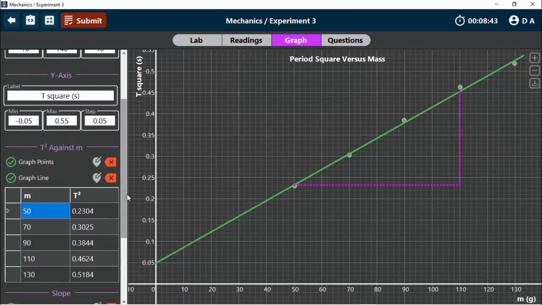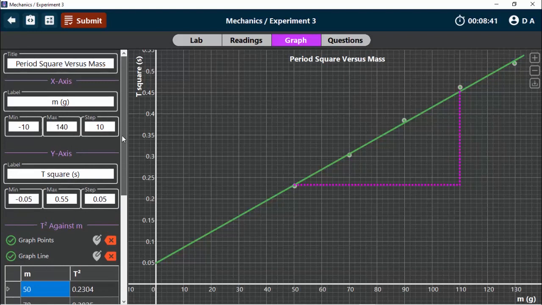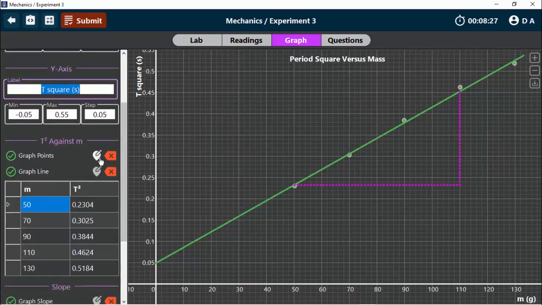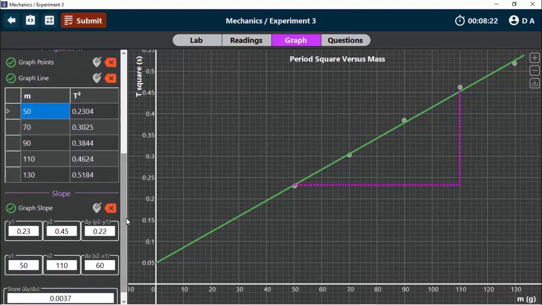So this software guides you on how to draw a proper graph, from setting your title to setting your labels, to defining the scale on the x-axis, to defining the y label, the scale on the y-axis, to identifying the point on the graph, to drawing the line of best fit, and to getting the slope. So it walks you through the whole process. You get to do it by yourself and you get to make mistakes, get yourself corrected, and so on. Now let's move on to the question section.